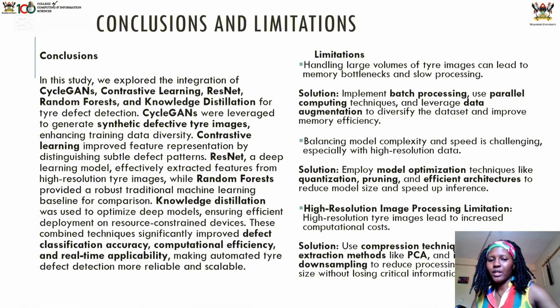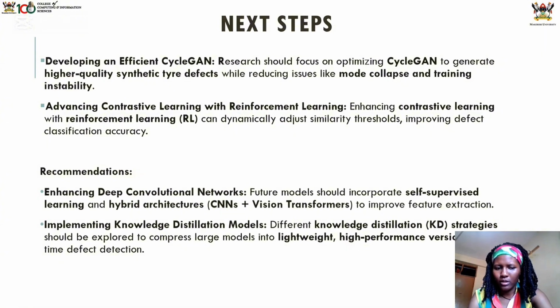Now, in conclusion, in our study we used an integration of CycleGANs, an alternative to GANs, contrastive learning, ResNet, random forests, and knowledge distillation for tyre defect detection. Moving forward, we would like to create a model that uses CycleGANs for generating high quality tyre images for training to reduce training instability. I would like to advance contrastive learning with reinforcement learning to create high quality models for defect classification accuracy. We recommend trying out deep convolutional networks with self-supervised learning, and we would also like to recommend implementing knowledge distillation in the models for edge deployment.